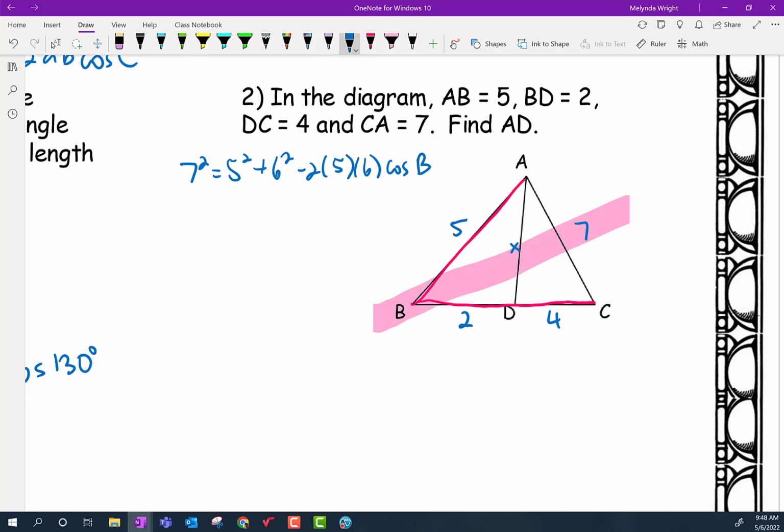Our unknown is the angle measure, not the side. So we need to do a little bit of algebra. We need to solve for cosine B. Okay, so let's do that. So 7 squared is 49. So 25 plus 36. Let's see, 2 times 5, 10 times that's 60.